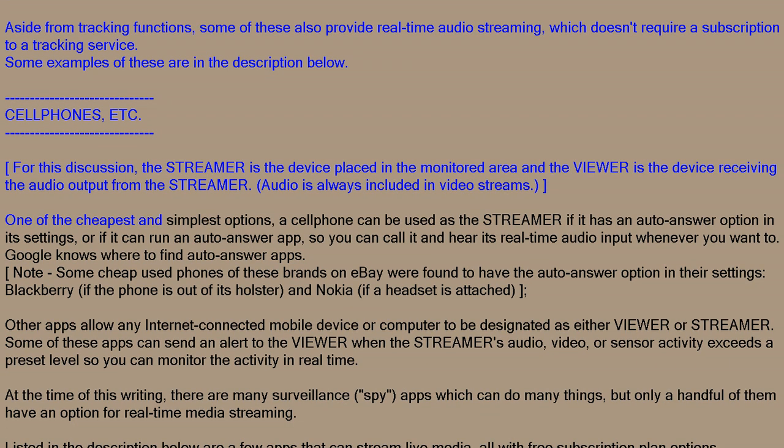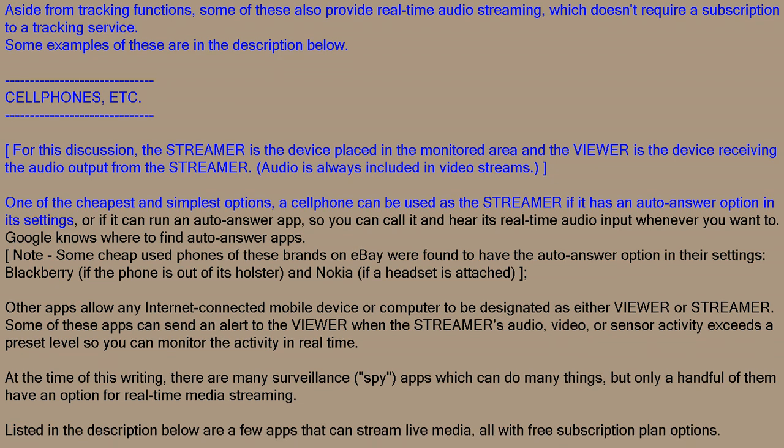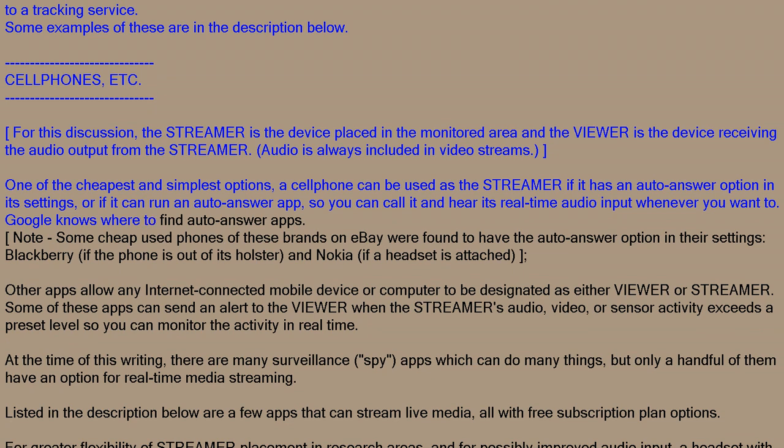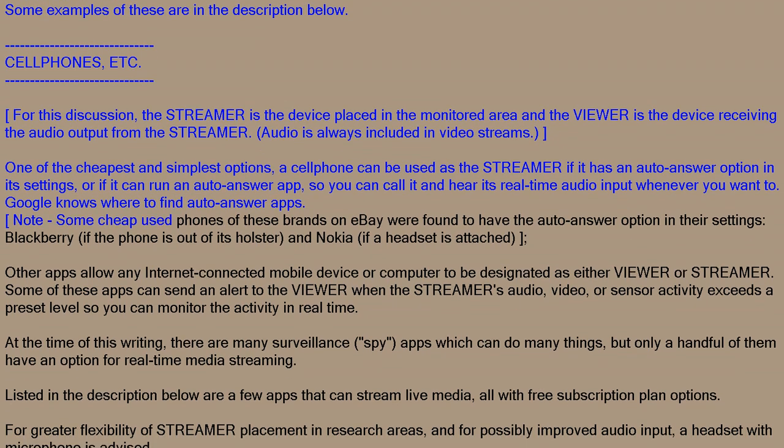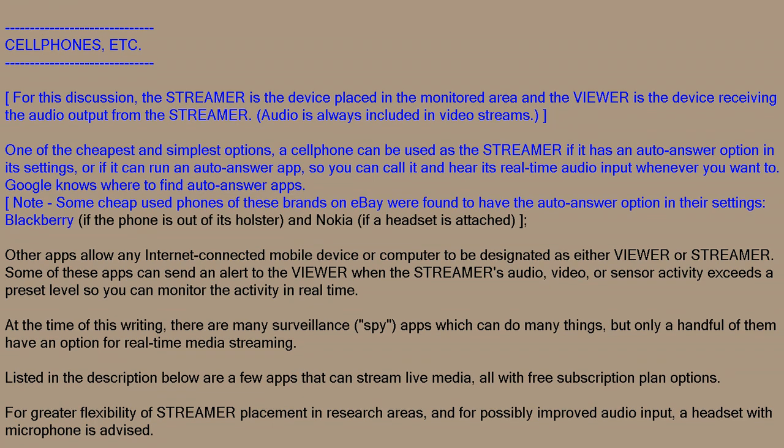One of the cheapest and simplest options, a cell phone can be used as the streamer if it has an auto-answer option in its settings, or if it can run an auto-answer app, so you can call it and hear its real-time audio input whenever you want to. Google knows where to find auto-answer apps. Note, some cheap used phones of these brands on eBay were found to have the auto-answer option in their settings, BlackBerry, if the phone is out of its holster, and Nokia, if a headset is attached.